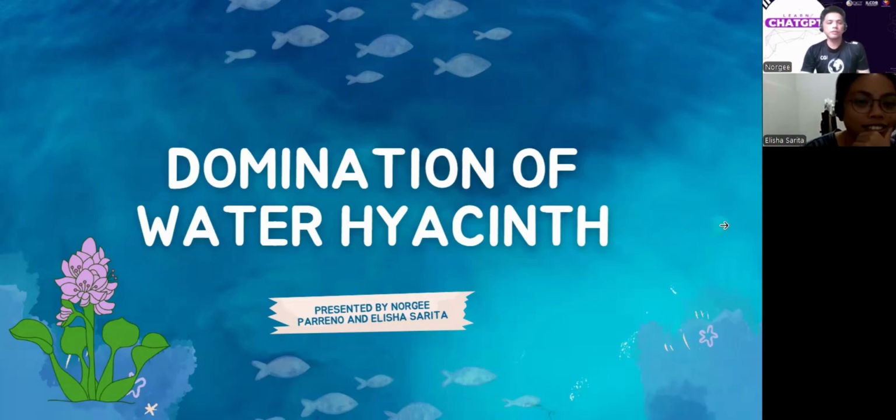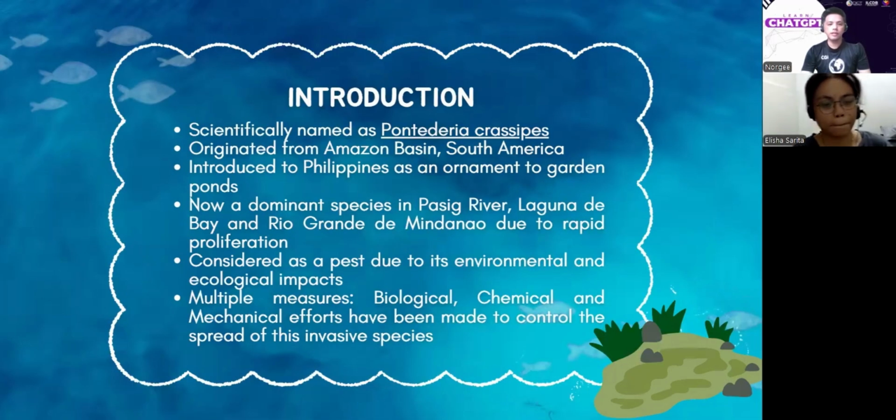Today, this is Norji Pareño together with Alicia Sarita, and this presentation will be all about water hyacinth. Water hyacinth is an invasive species, and there were several reports that it is considered to be one of the most productive plants on Earth, capable of yielding over 200 tons of dry matter per hectare annually under normal conditions.